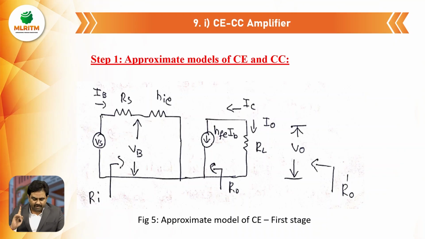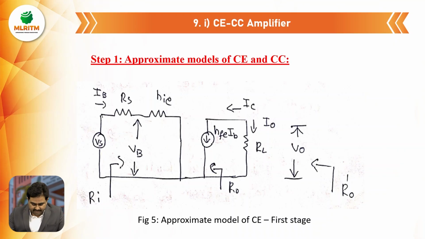In step 1, we have to draw the approximate analysis of the first stage as well as the second stage. In step 2, we are going to combine the approximate models of those two stages. In the third step, we are going to derive the important formulas or important characteristics related to those two stages. Okay, we'll see one by one.